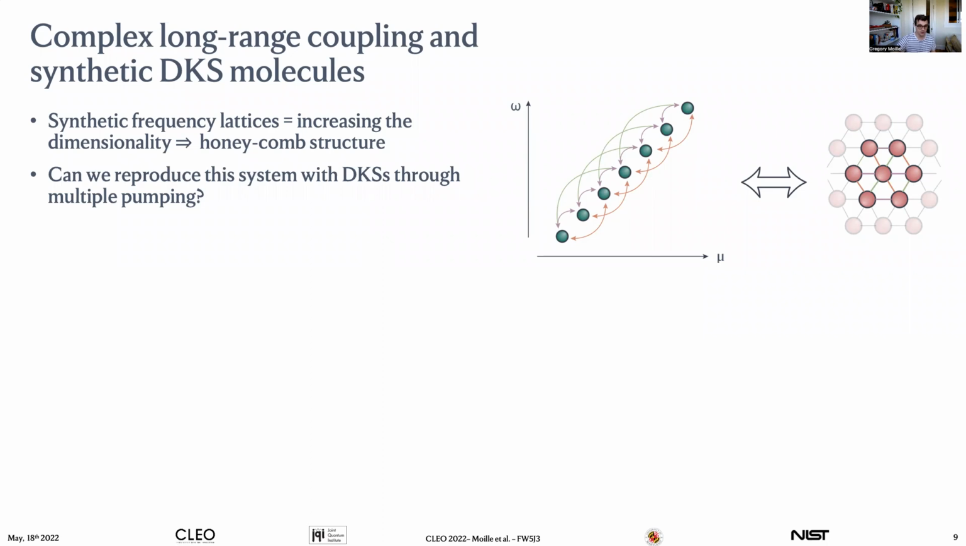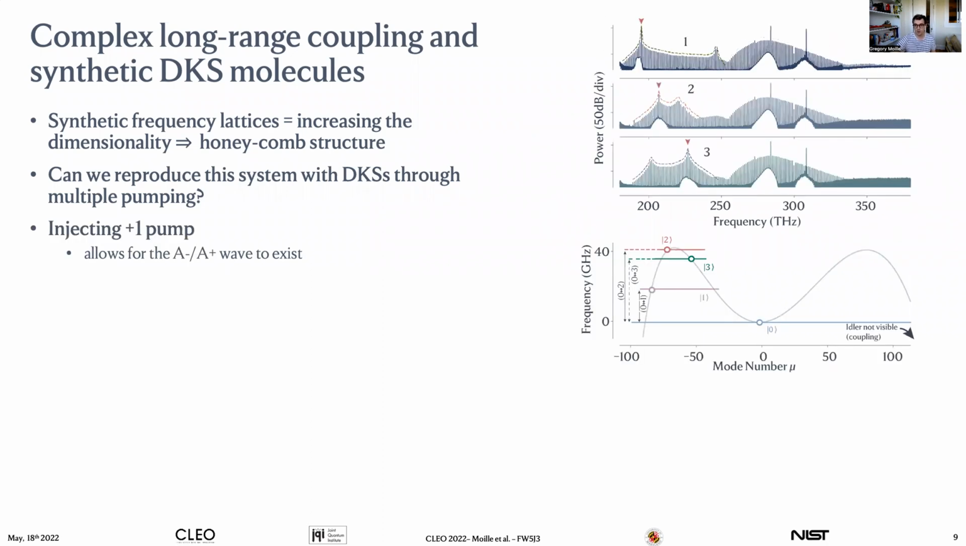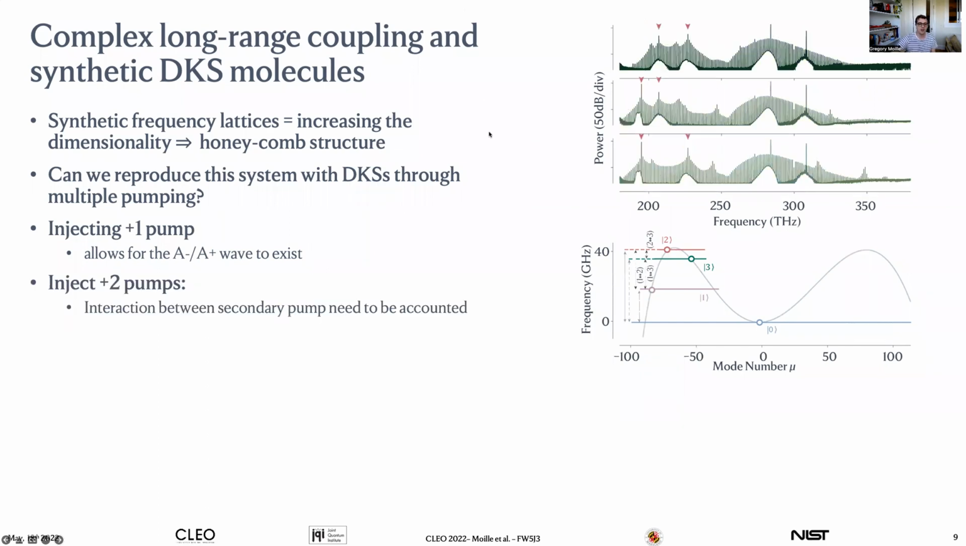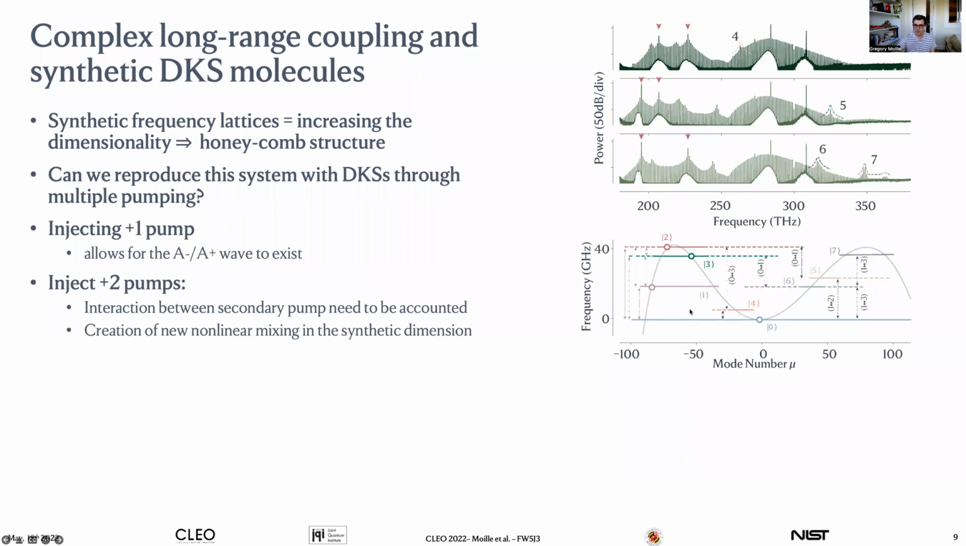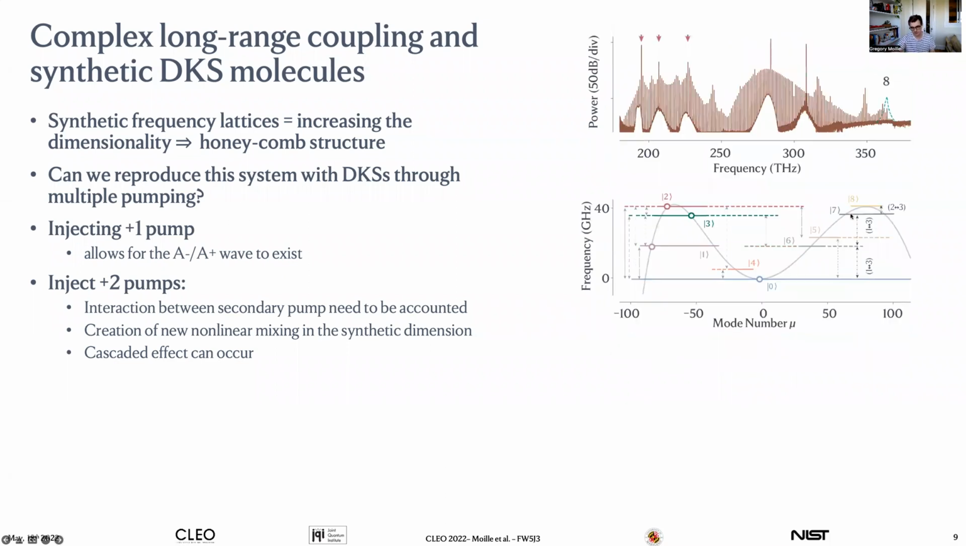We can reproduce this through multi-pumping. For instance, if you pump 1, you pump 2, you get the same as we had before. But if you inject 2 pumps, you will have interaction between the different levels. You will actually create new levels from scattering between the different secondary pumps and the primary DKS. What is interesting is that it allows for cascaded processes. That's why you can really think of it as a synthetic dimension. And if you inject a third pump, you create that.